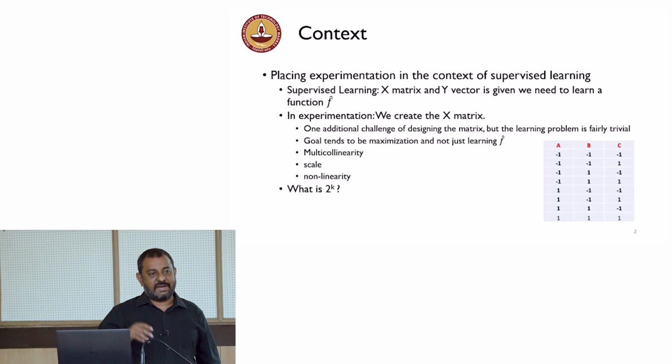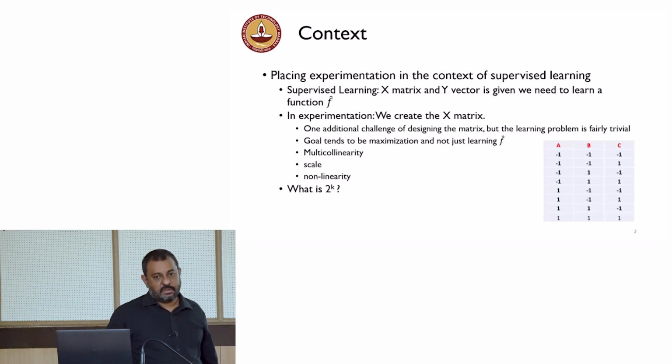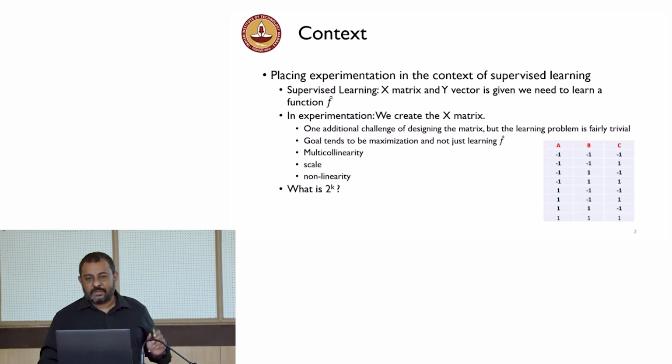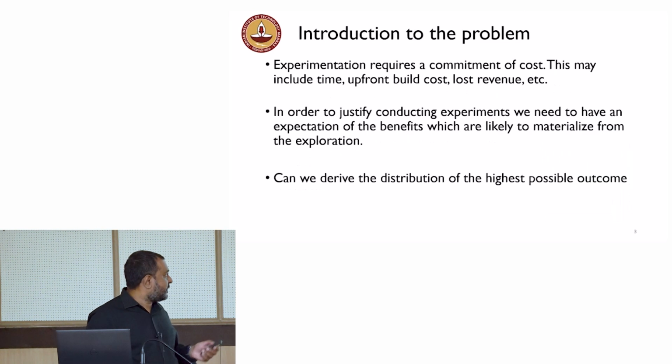So obviously if you learn an F hat, it's easy to go figure out what the input should be set to get your best Y value, right? So the usual goal in experimental design is to maximize some Y by learning an F hat, or even without learning an F hat in some cases. And the learning problem is fairly trivial. So hopefully now I've introduced what design of experiments tries to do, which is come up with these cool matrices and then analyze data following that.